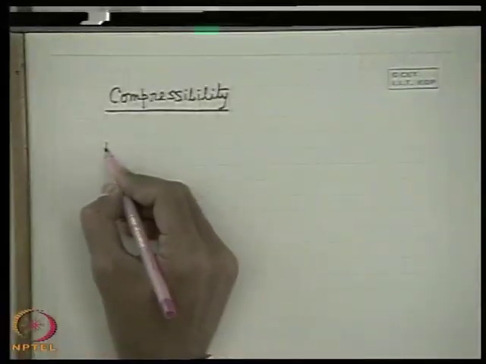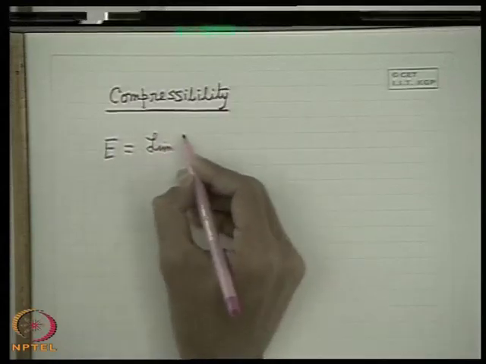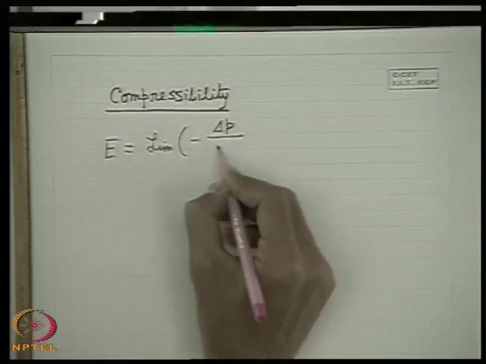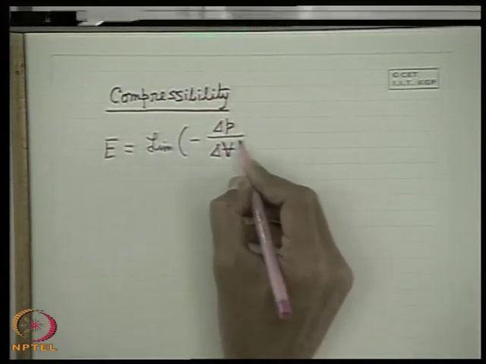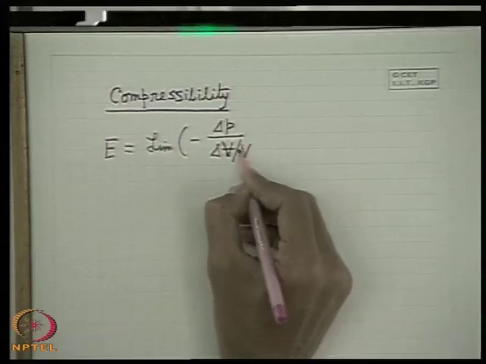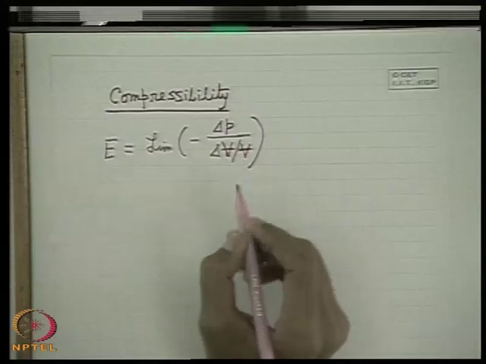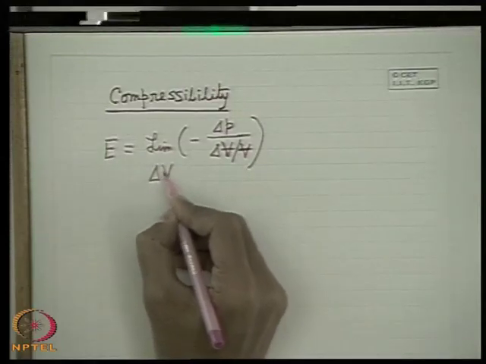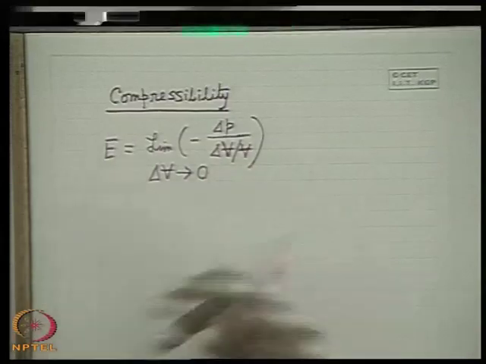So how do you define then the bulk modulus of elasticity? E is defined as limit of minus delta P by delta V. I use V with a cut to denote the volume to make a difference from the velocity. So V with a cut represents the volume. When delta V tends to 0 or V tends to 0, doesn't matter.